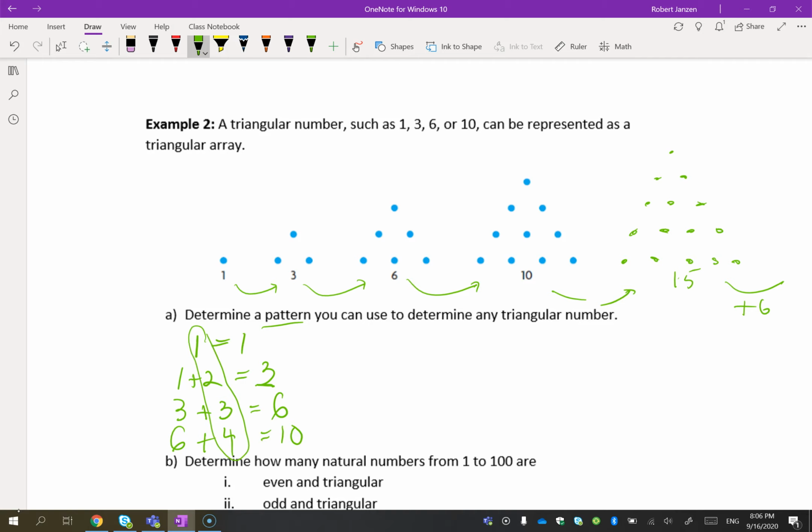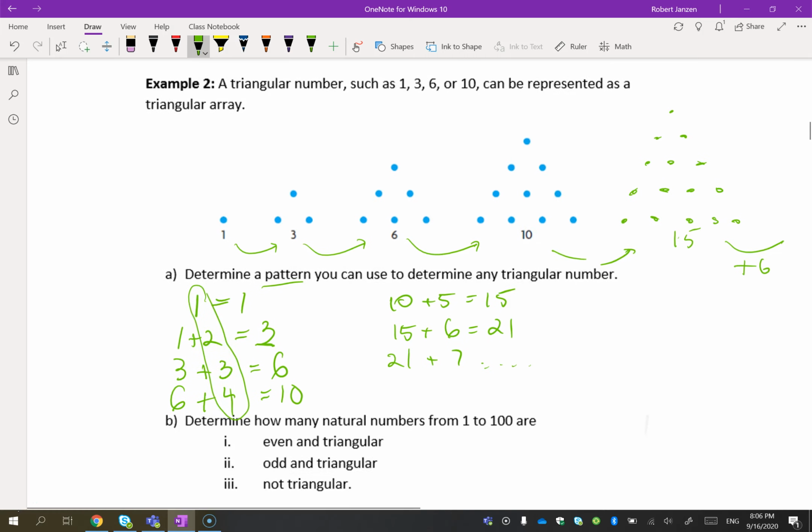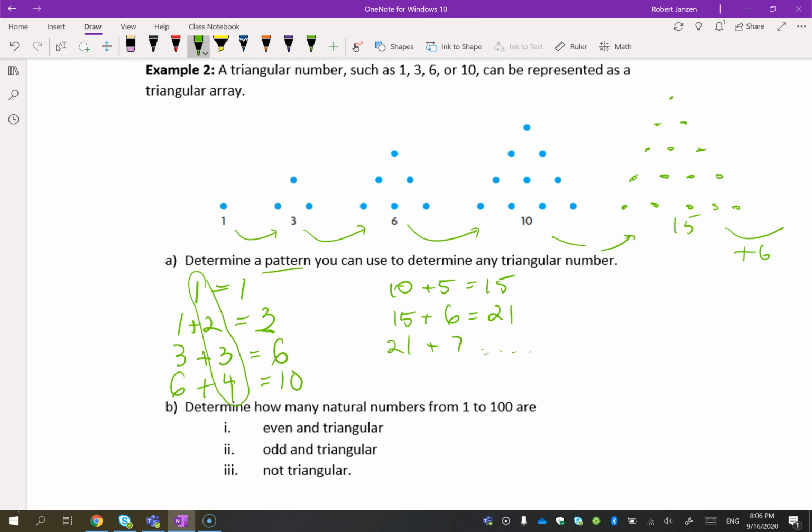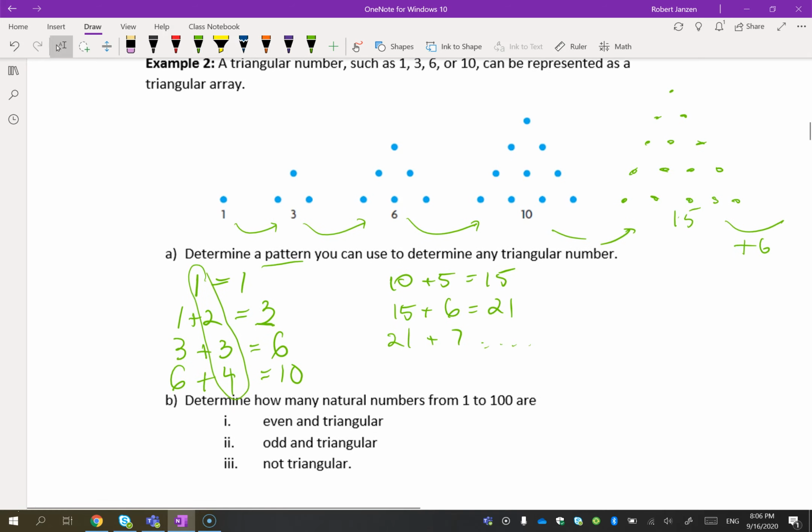All right, then we'll take 10. What would you add to 10? You would add 5. And then you would take 15 and you would add 6. And then you would take 21 and add 7, etc. So that's just a pattern. I guess you could call that using some logic. There's not really any math there. That's just kind of figuring out the puzzle.